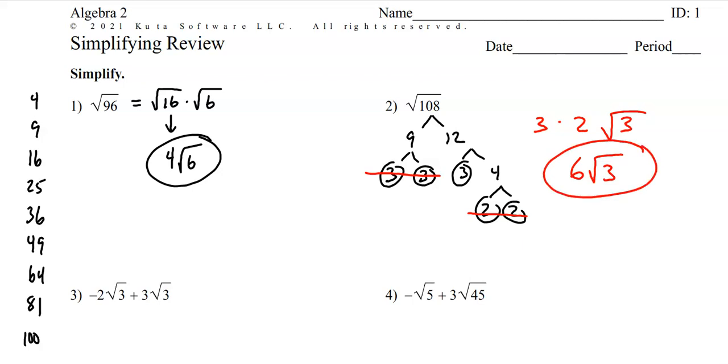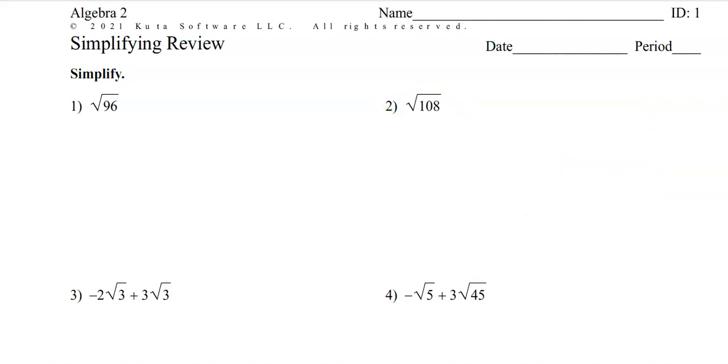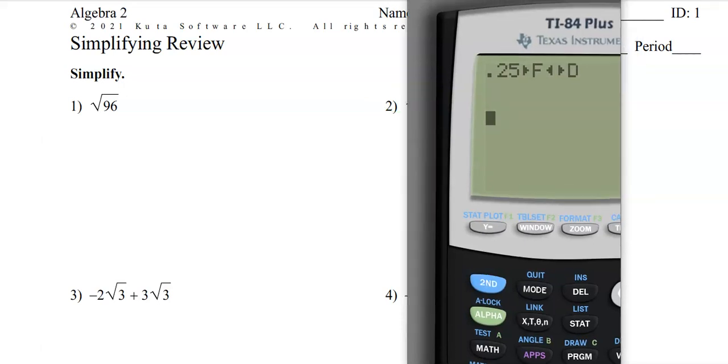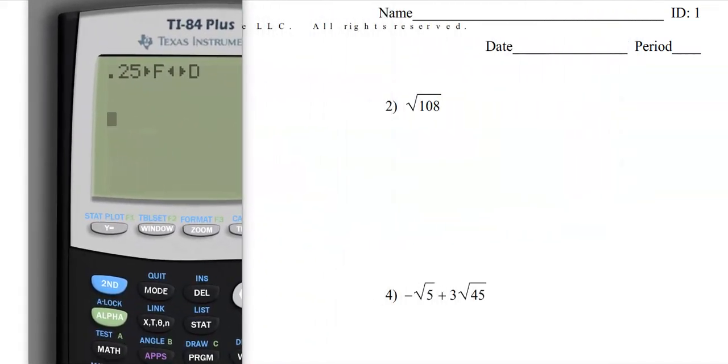Now, if you want to make sure that you're doing this right, all you have to do is punch your original number into the calculator and then punch this one into the calculator and see if they're the same decimal. So let me show you what I'm talking about. So I'm going to pull up my calculator really quick. And I'm going to move him right over here.